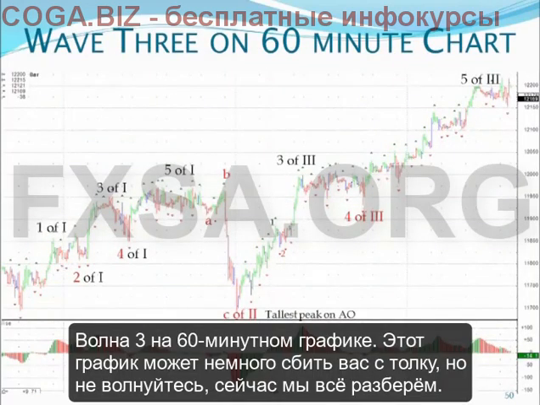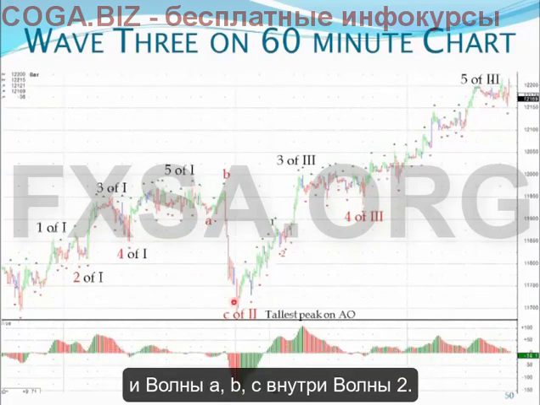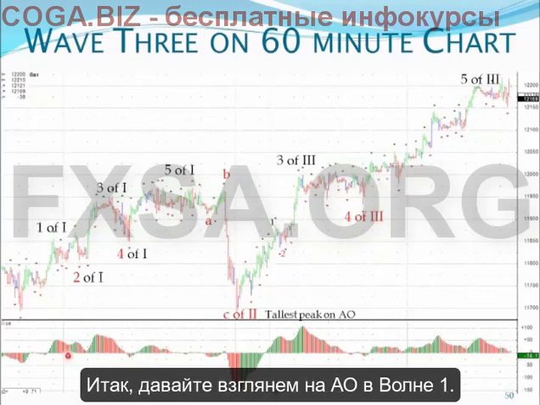Wave 3 on a 60-minute chart. Now this may look a little confusing, but we're going to go ahead and move forward with it. We have a wave 1 of 1, wave 2, wave 3, wave 4, wave 5 of wave 1, an A, a B, and a C of wave 2. Now let's look at the AO and see why.